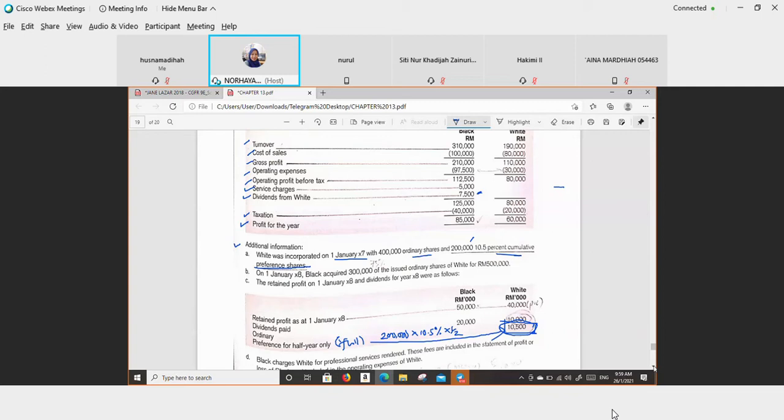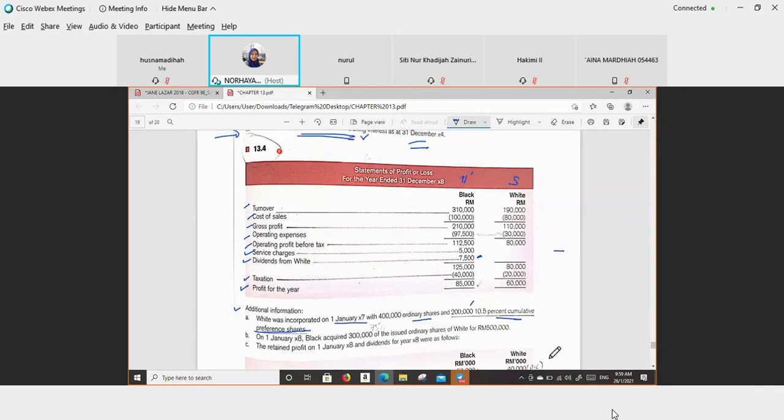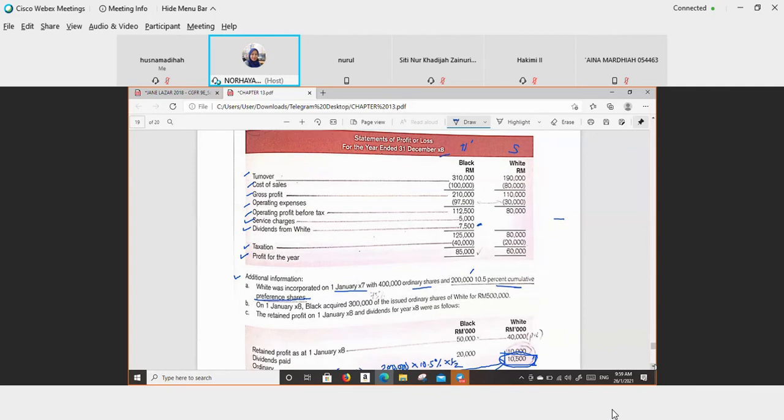Okay. Incorporation is on 1st January X7. Dia punya acquisition date dia bila Tira? 1 Januari X7. So, dia punya year end date ialah? 31 Disember X8. Okay, so implication dia you kena faham lah. Okay, kalau you kata, so meaning the acquisition date was 2 years ago, right? Okay, X7, X8. So meaning kalau kat sini you kena faham retained profit on 1st January X8 ni, dia ada pre and post. Dia kena ada pre and post, sebab acquisition date was 1st January X7. Tu dia punya implikasi dia.